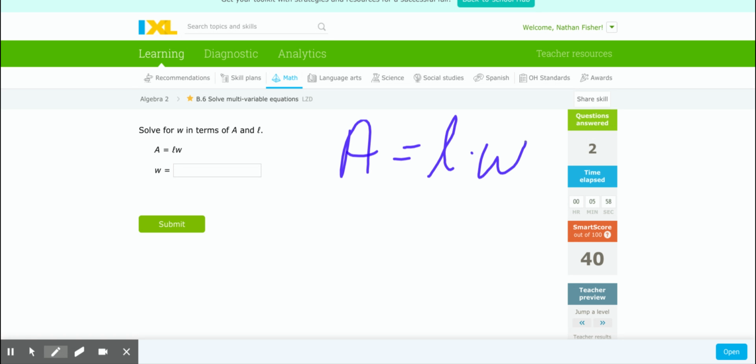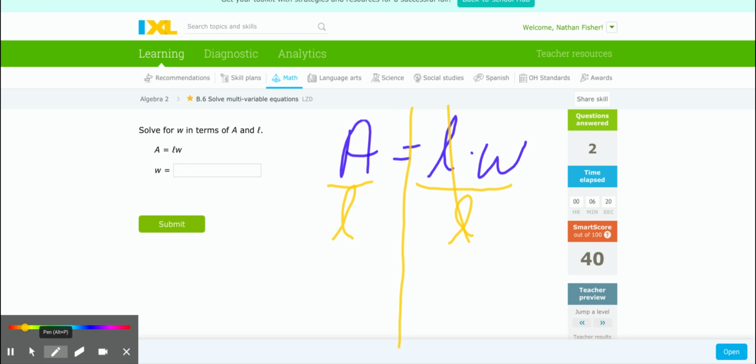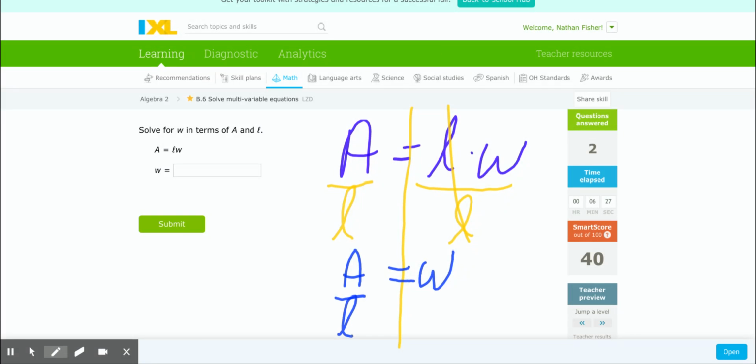We can get W by itself by undoing the operations again. So I need to undo multiplication. That's how those two variables are attached. And I want just W by itself, so I need to cancel out the L, and I need to do that on both sides. Those cancel, and then I'm going to have just the W left over equals A divided by L. Now I have W by itself, I have the equal sign, and I have all the other letters on the other side.